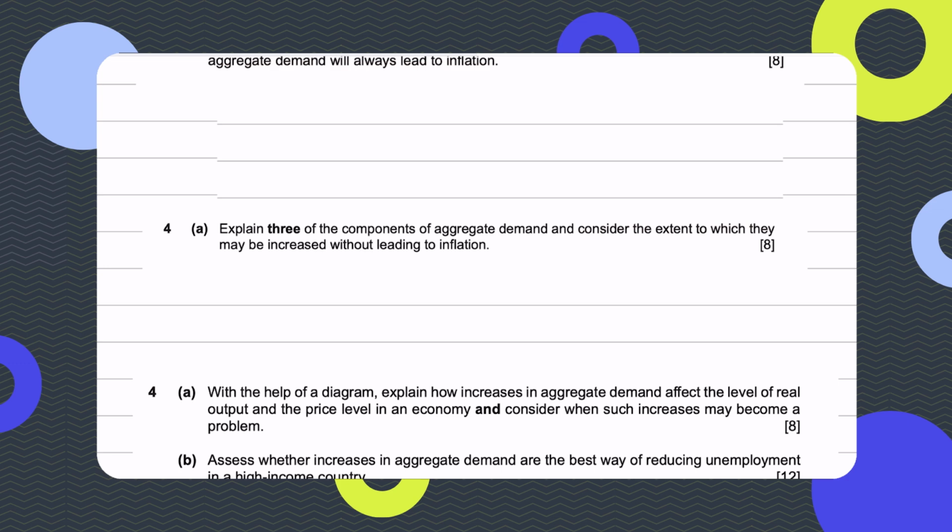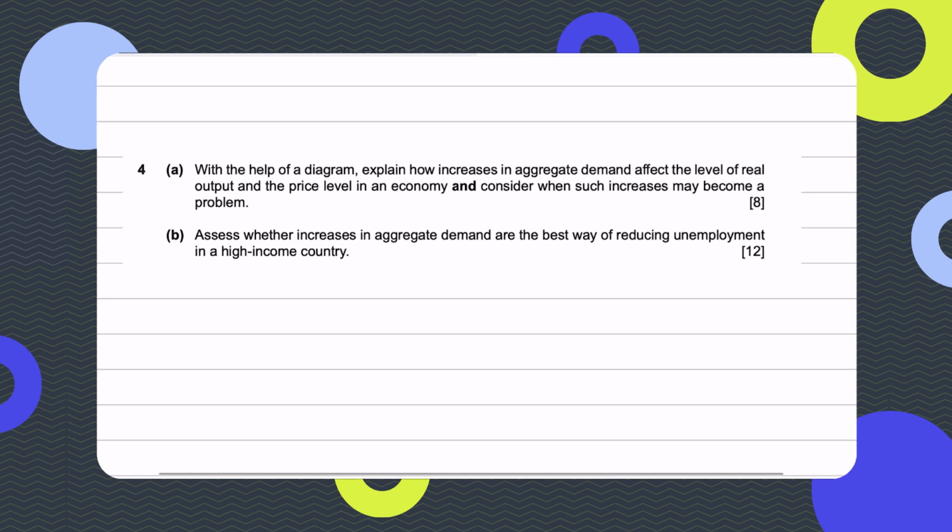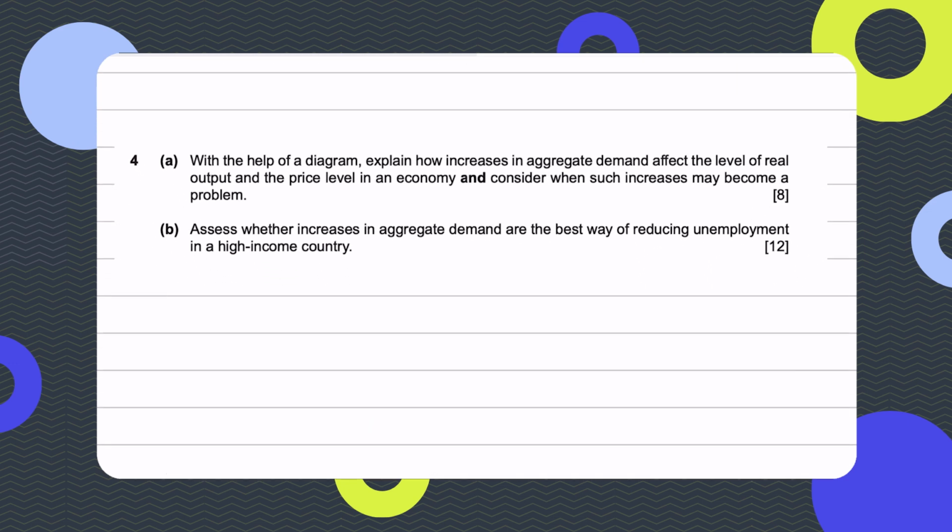ये थोड़ा मिलते जुलते हैं because I'm going to be teaching you the Keynesian aggregate supply curve, where we're going to be discussing that not every increase in aggregate demand results in inflationary pressures, especially when we have a lot of spare capacity across the economy. But anyways, with the help of a diagram, explain how an increase in aggregate demand affects the level of real output and price level, real GDP and price level, that is inflation, and consider whether such increases may be a problem.